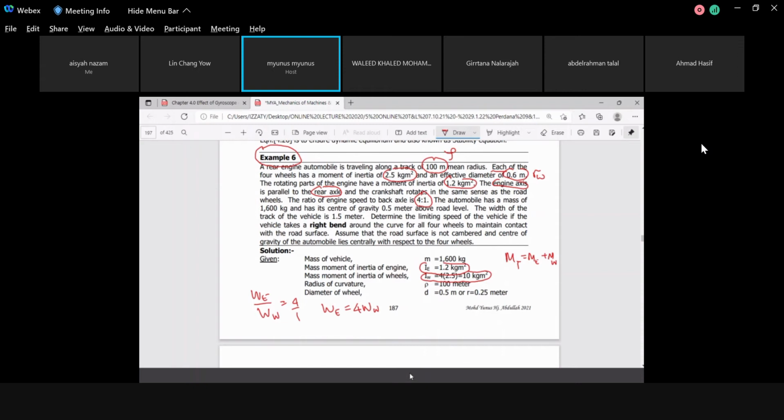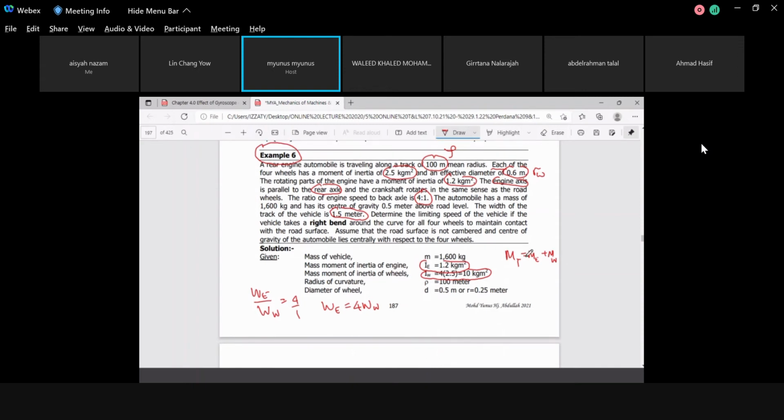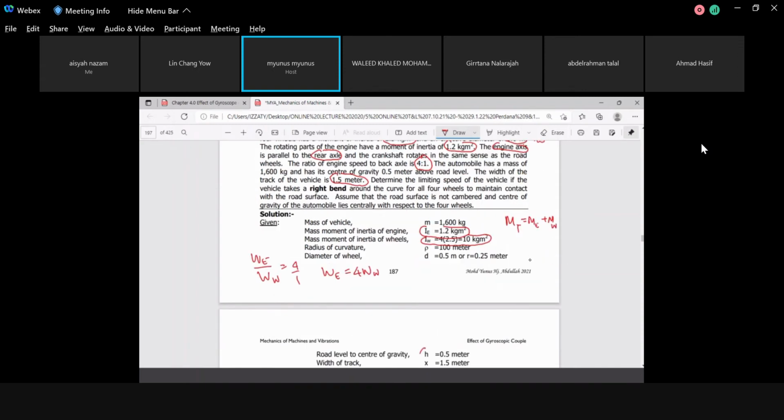Let me close my WhatsApp application here. They also mention the width. Remember, the width of the track is 1.5, that is the x from wheel to wheel. You have another one: h will be the height from the center of gravity to the level or the surface of the road. The other one is x. Determine the limiting speed. We are going to look for the limiting speed. Sometimes they call it the maximum speed, sometimes the limiting speed.